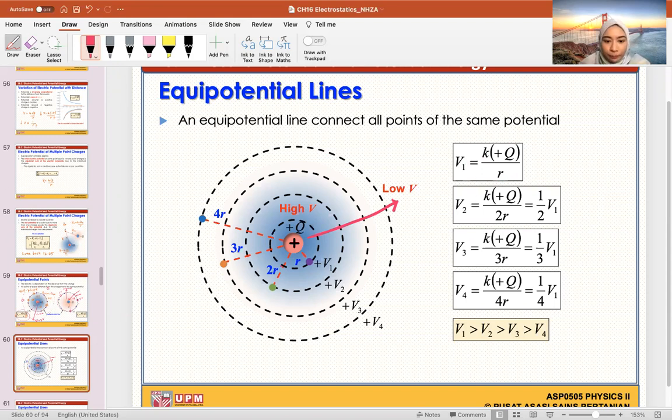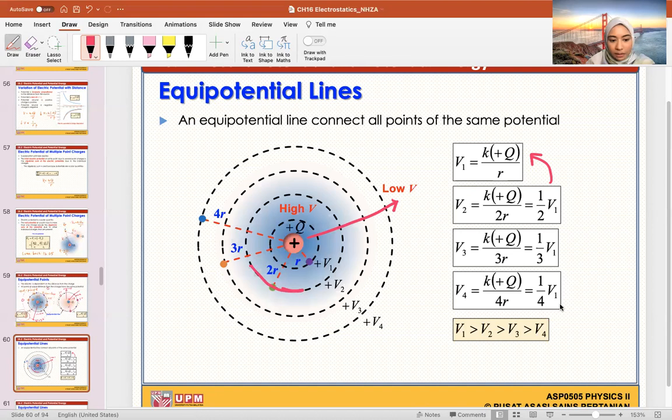Okay, then V2, this is the R over here. So it's 2R, it's twice the distance compared to R. So it's KQ, same Q, you don't have to change the Q, over 2R. So it's half the volt that I got over here. So as you go further away, the potential becomes less. Okay, so V3, same thing. Now the distance is 3 times the original. So KQ over 3R, so it's 1 over 3 V1, and so on. So V1 is greater than V2, greater than V3, greater than V4.